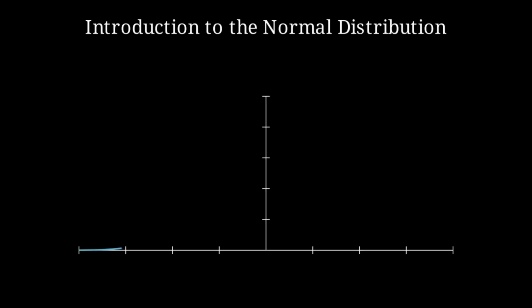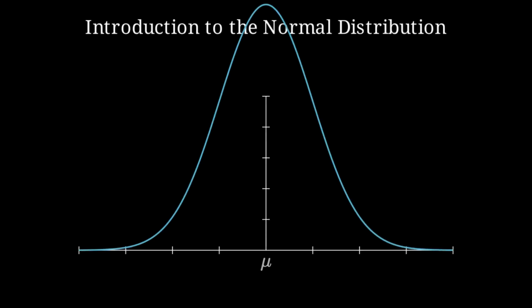Welcome to our guide on the normal distribution. On the digital SAT, understanding this bell-shaped curve is essential for data analysis. This distribution is perfectly symmetrical, meaning the mean, median, and mode all sit right at the center point.